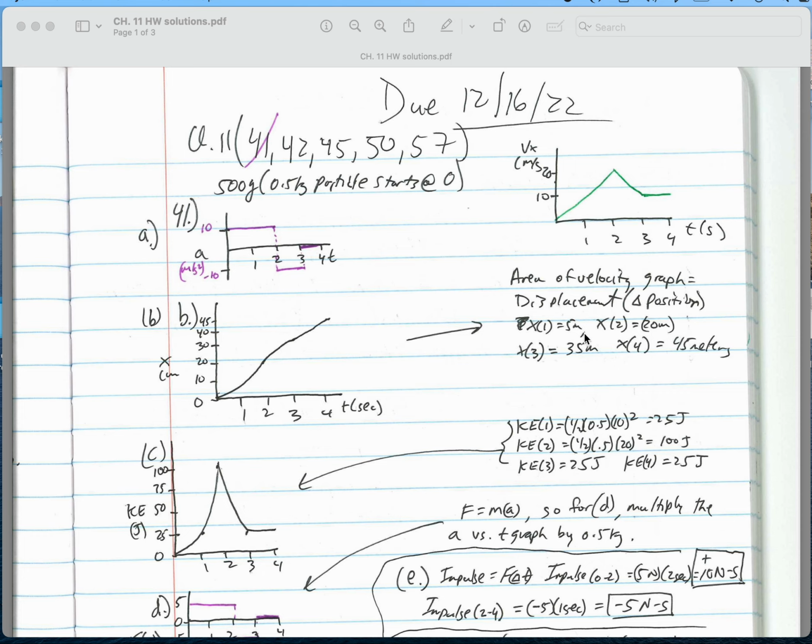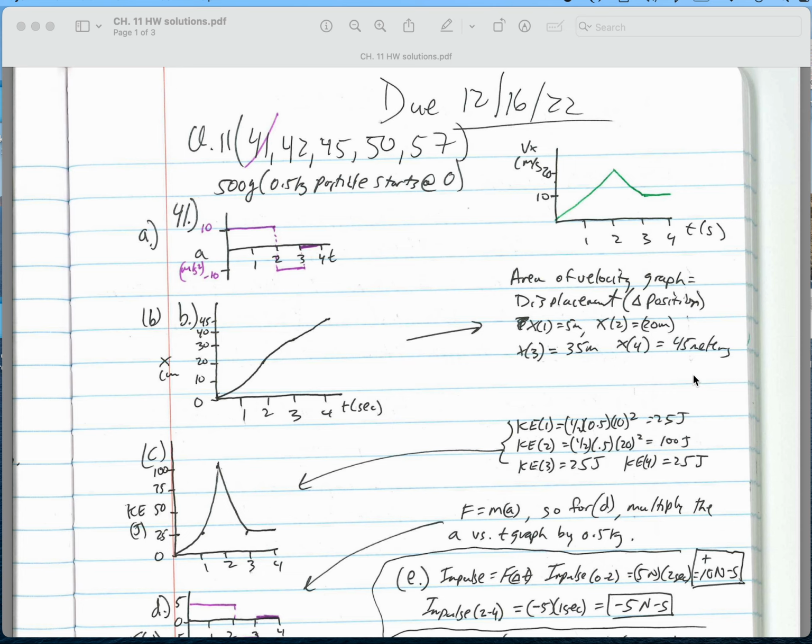The other way you could do this is you could think about that x equals 1/2 at squared. Well, if you've got 10 meters per second squared, 1/2 times 10 times 1 squared would be 5 meters. Here, this area, 1/2 times 2 times 20 will be 20 meters. The same way here, 1/2 at squared, 1/2 times 10 times 2 squared, 2 squared is 4, times 10 is 40, times 1/2 is 20, gets us 20 meters.